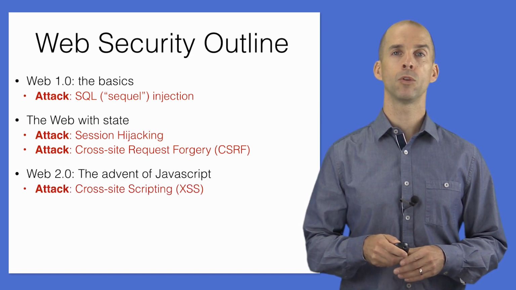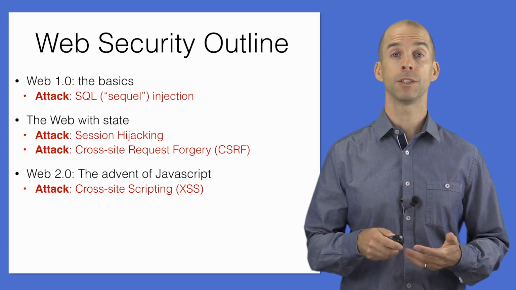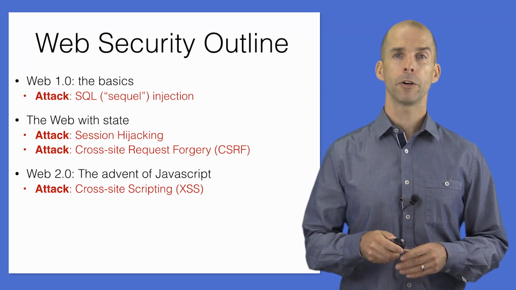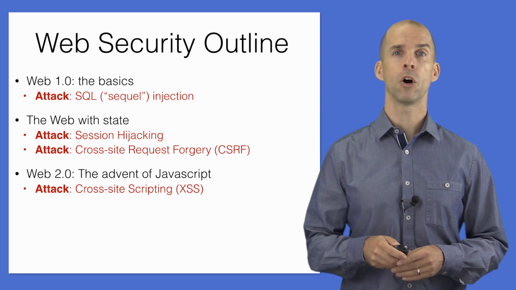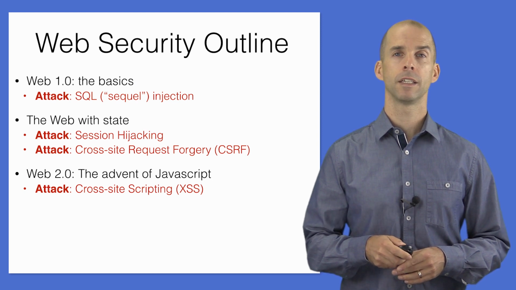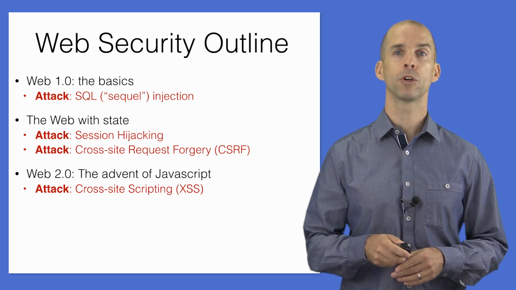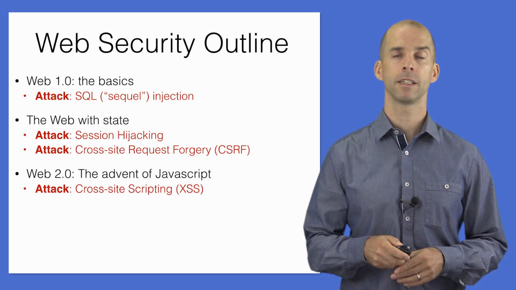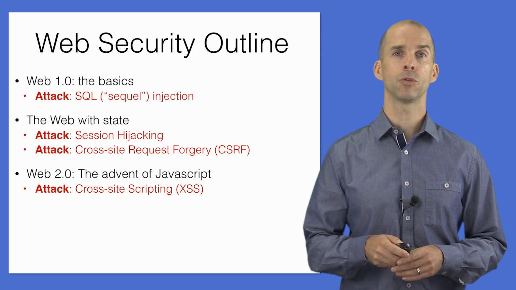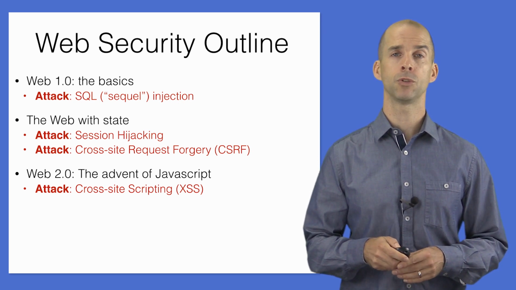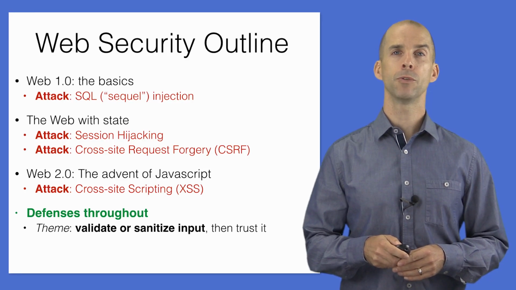Finally, we'll look at so-called Web 2.0, which characterizes the modern web. The modern web makes heavy use of mobile code, often written in the language JavaScript. JavaScript programs originate at a server but run at the client. Running code at the client creates new possibilities for attack, one of which is called cross-site scripting, or XSS. With XSS, a user is tricked into running code he thinks is from a trusted website, but in fact is from a malicious source. Throughout the unit, we will look at various defenses to these attacks.